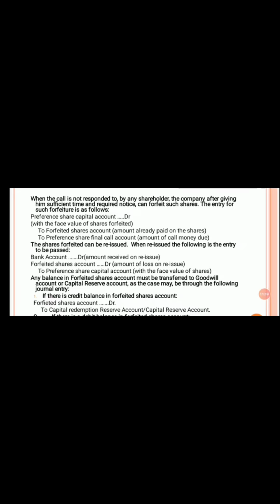You look into the previous journal entry. There, what we have done, forfeited shares account was credited. Here now we are debiting forfeited shares account and then we are crediting what? Preference share capital account. Why? Because you are reissuing. When you reissue, what happens? Our preference share capital balance will increase. So this is the journal entry for the reissue of the forfeited shares.